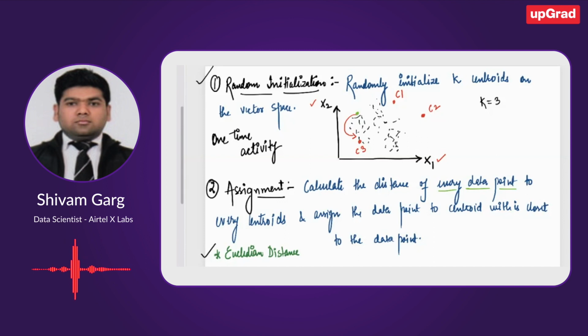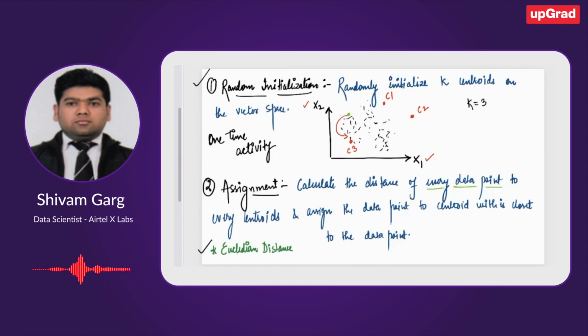Are you getting my point? What I'm doing is, for every data point I will calculate the distance with all the clusters, and whichever cluster the data point is closest to, I will assign that data point to that cluster. For every data point I will calculate the distance with every centroid, and that data point will be assigned to the centroid which is closest among these centroids. As simple as that. Clear? This is the assignment step.